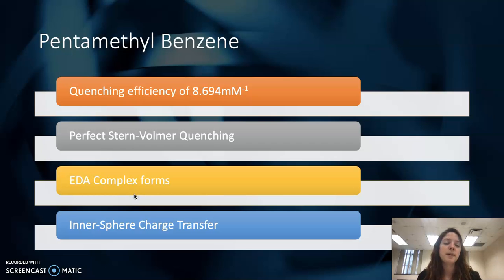First were the results of pentamethylbenzene with uranyl. Pentamethylbenzene resulted in a quenching efficiency of 8.694 inverse millimolar. It followed the perfect Stern-Volmer quenching mechanism, which is that the quenching efficiency is linearly dependent on the concentration of the quenching substance, with an intercept of very close to 1. An EDA complex does form, and it follows the inner sphere charge transfer mechanism.